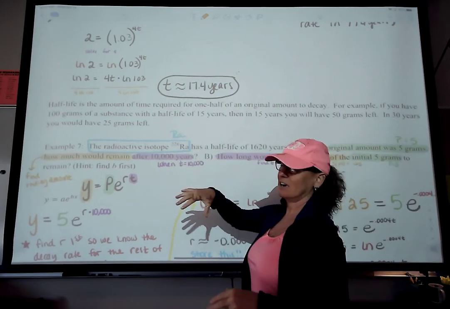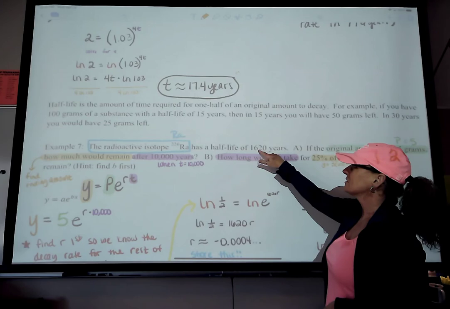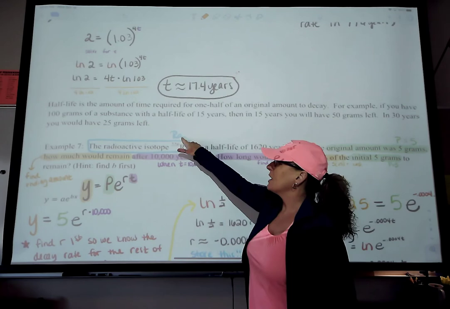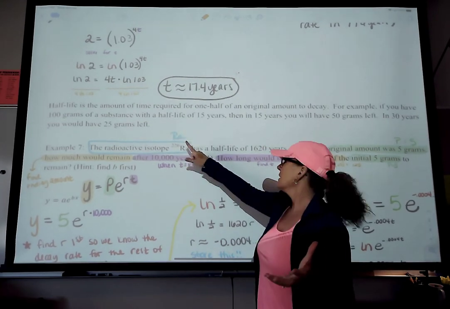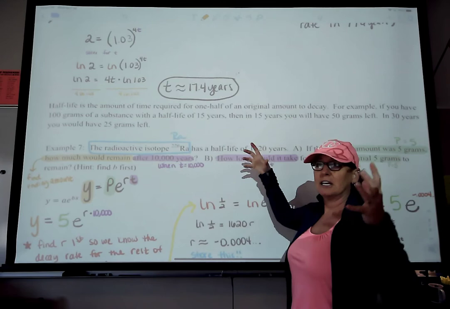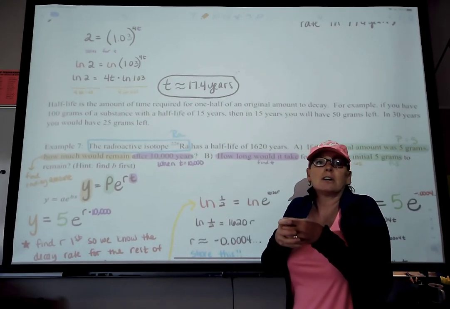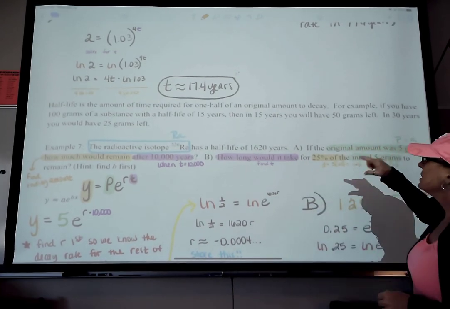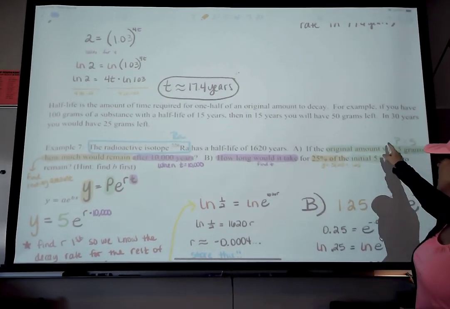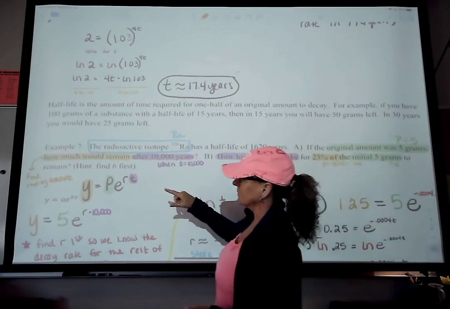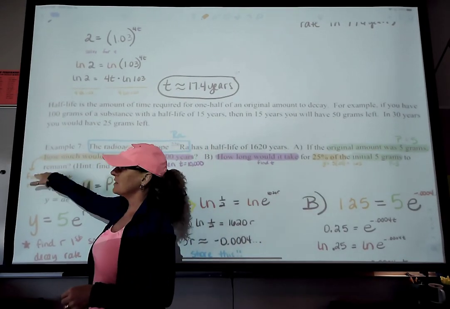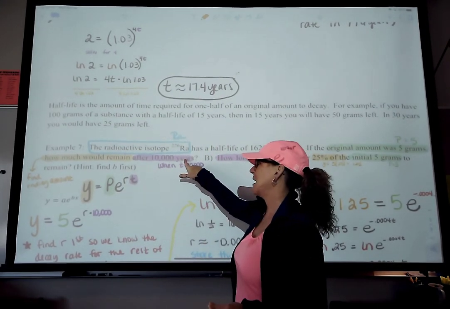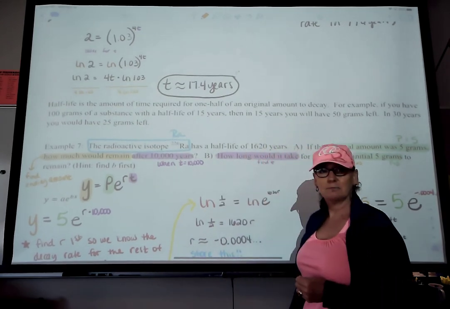Ray, this radioactive isotope, has a half-life of 1,620 years. Holy moly. That means if we started with 100 grams of it, then it would take 1,620 years to reduce itself to 50 grams. So that's how long its half-life is. So if the original amount was 5, if P was 5, how much would remain? Find the ending amount after 10,000 years passed. So when T is 10,000.